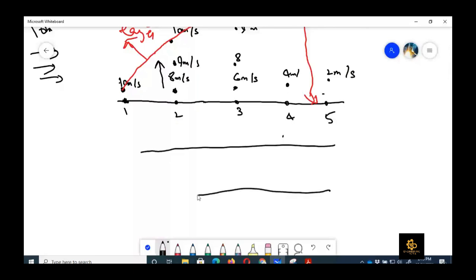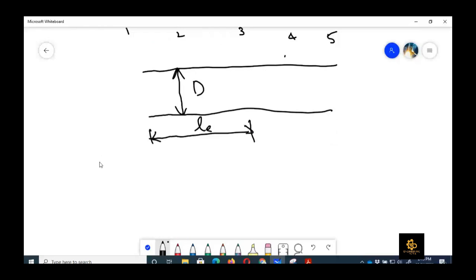So if this is our entrance region, we define its length as LE, and if D is the diameter of the pipe, we define a non-dimensional number LE upon D. LE upon D is equal to 0.06 times the Reynolds number for laminar flow.